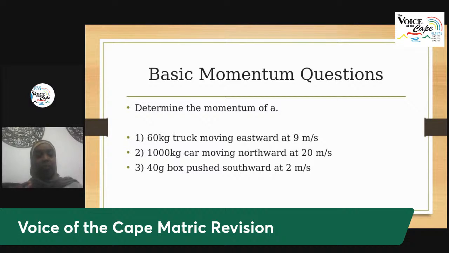Then the third one, a 40-gram box pushed southward at 2 meters per second. Now take note of the units, grams. We need to first convert the grams to kilograms, and that's how they catch you out in the exam. Remember, we do not use grams because the unit for momentum is kilograms meters per second. So 40 grams, how many grams are there in 1 kilogram? Should be 1,000. So you're going to convert the grams to kilograms. Once you get your answer, you're then going to say P is equal to M times V, and then you're going to have your answer in kilograms multiplied by 2 meters per second, and then you should have your momentum.